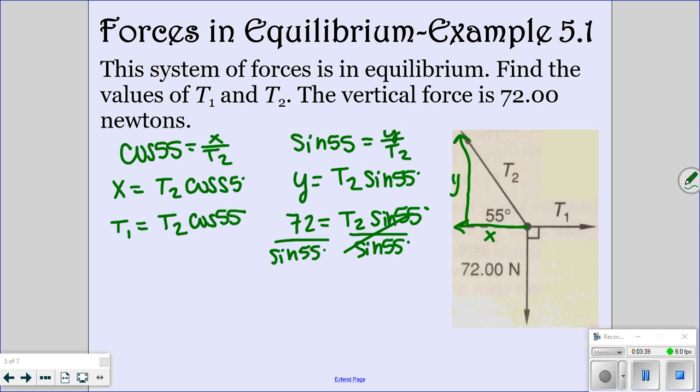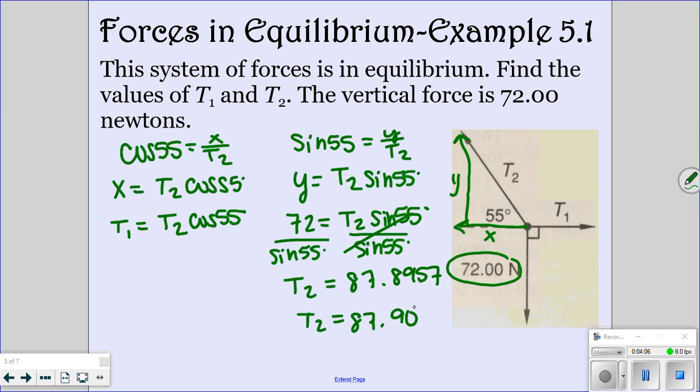And so if you use your calculator, T2 should equal 87.895, and we have 4 sig figs in the only number they gave us. So T2 would be 87.90, and forces are in newtons. So that would be your T2.